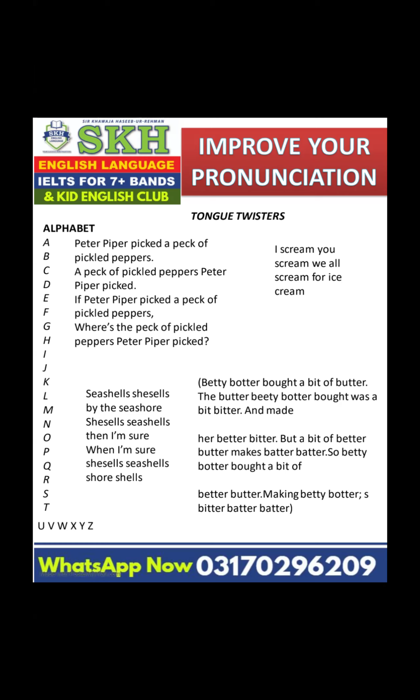Seashells, she sells by the seashore. She sells seashells, then I'm sure, when I'm sure. She sells seashells, short shells. Betty Butter bought a bit of butter. The butter Betty bought was a bit bitter and made her batter bitter, but a bit of better butter makes the batter better. So Betty Butter bought a bit of better butter, making the batter better.